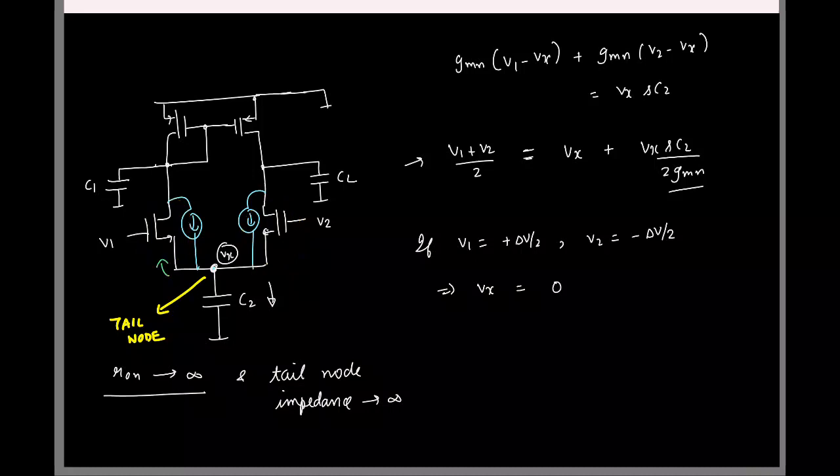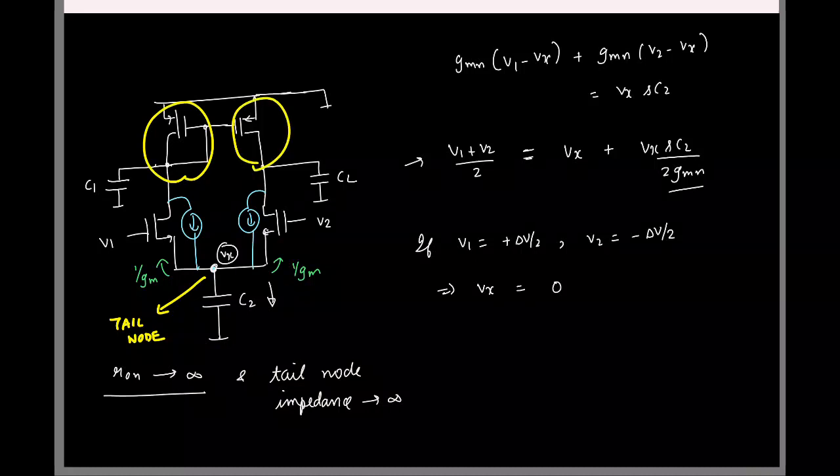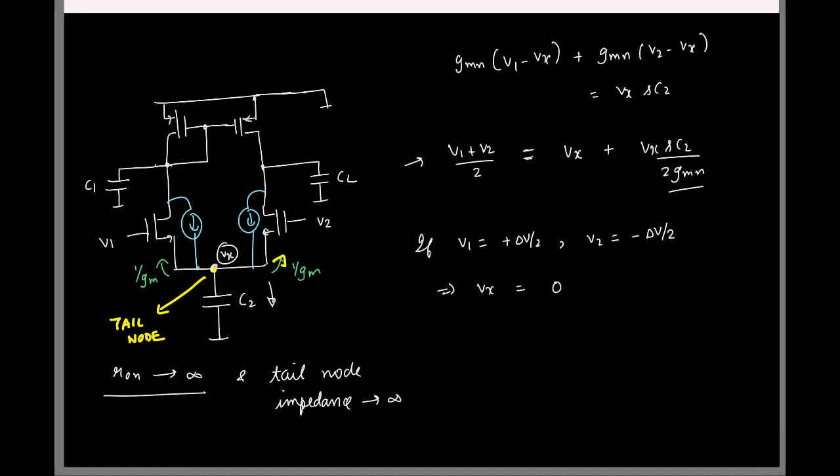So what can you say about the looking-in impedance here into the source of the NMOS? It's 1 by Gm. Similarly, here it is 1 by Gm. See, ideally it depends on what is the resistance you have at the drain. But if R0 is infinity, it is 1 by Gm, right? As long as the resistances here are finite, if R0 is infinity, this is 1 by Gm, right? So from this node it looks like it is two identical resistances. So at this node it looks like everything is symmetric, right?